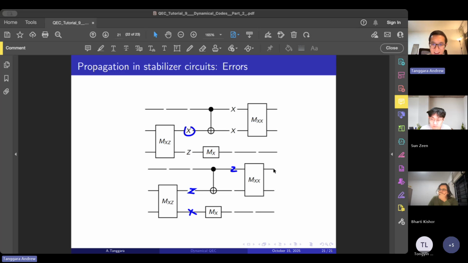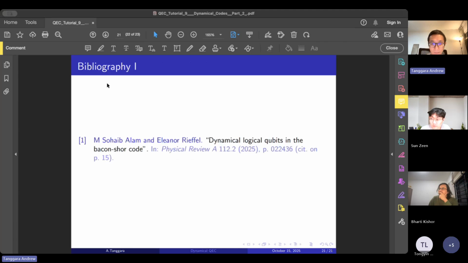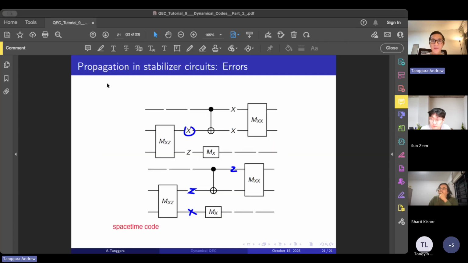I'm not gonna go into too much detail, so this is a bit anticlimactic, but there's a nice formulation called the space-time code where you can determine which errors can be detected or not by doing this propagation. We can probably cover that in the fault tolerance session later on. That's pretty much it. Thanks.